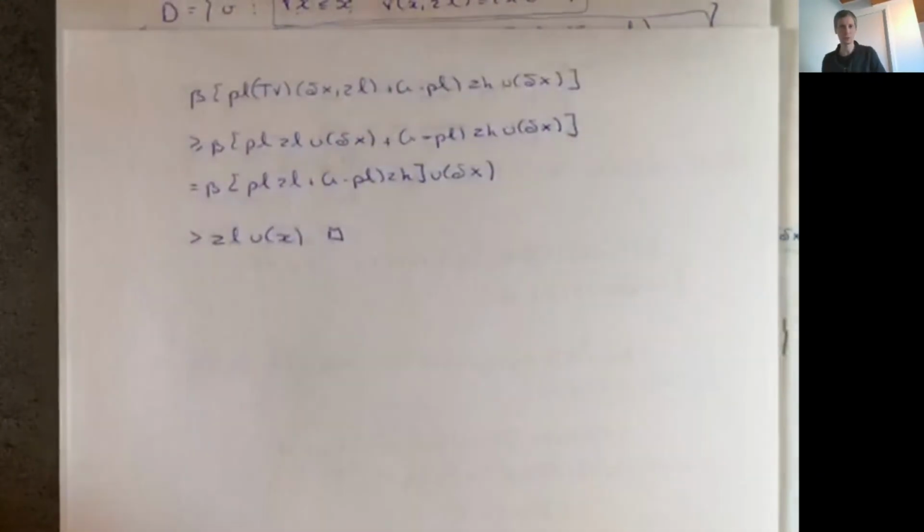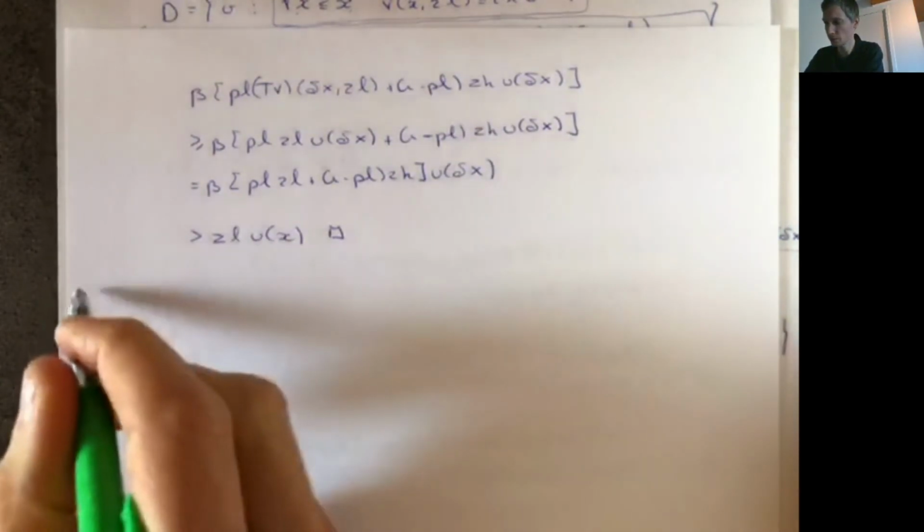Okay, so indeed we have shown that for x smaller than x star, it's optimal to eat. For x bigger than x star, it's optimal to wait.